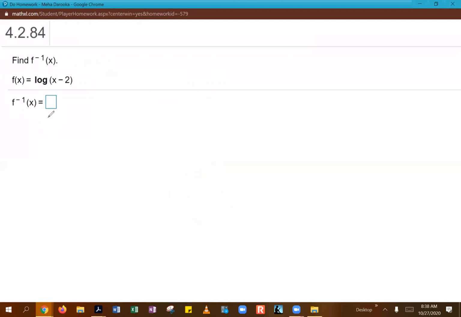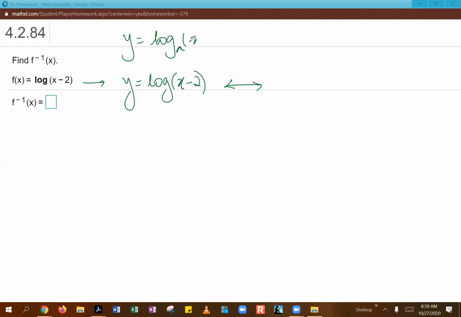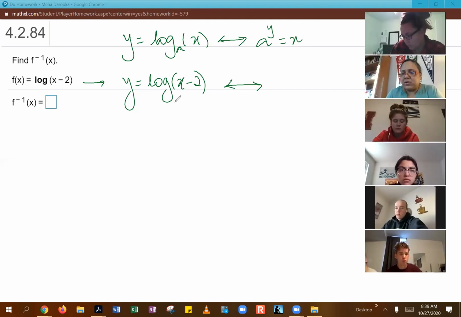Very similar to the previous example. So we can rewrite this guy. Instead of f of x, we can use y. You have y equals log of x minus 2. So let's convert this into the exponential notation, and let's start out by seeing what that comes out to be. So go ahead and tell me, if you rewrite this in the exponential form, what will our equation look like?